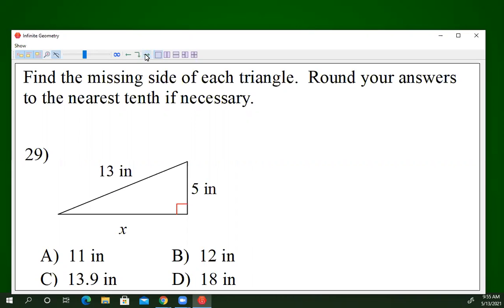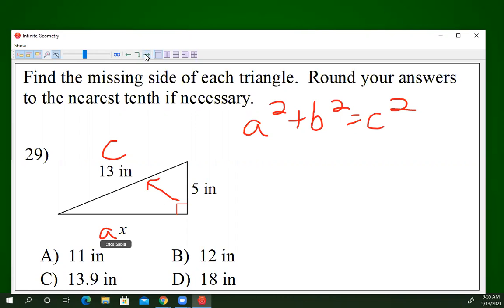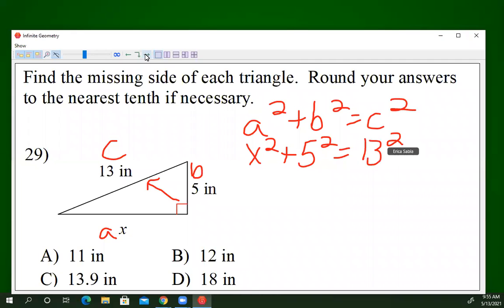So let's do this one real quick. A squared plus B squared equals C squared. Who's C? Oh, sorry, 13. Always, if you have a right angle, C is the one across from it. So I'll put you in for A, you in for B. X squared plus 5 squared equals 13 squared. Now you just got to do the math.